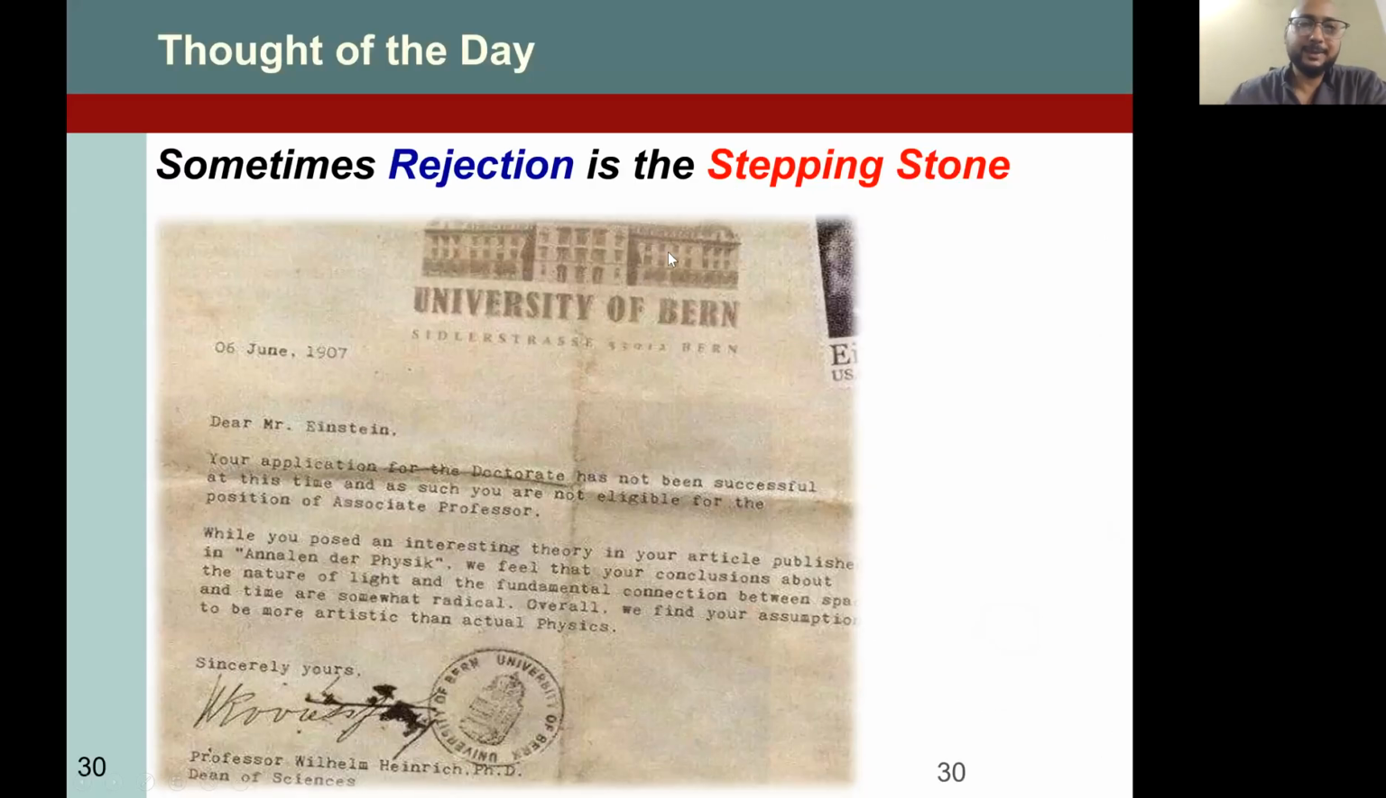So this is a very good example for you. Sometimes rejection is the stepping stone. Basically, this is the rejection letter of Einstein from the University of Bern, in which he was rejected for the position. And look at that. You can take a screenshot and read it at your own convenience. It's just a fruitful thought for today.